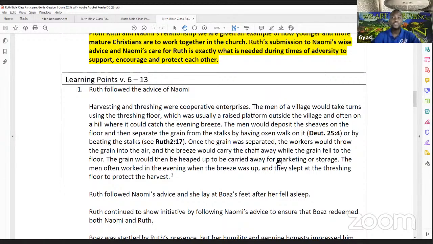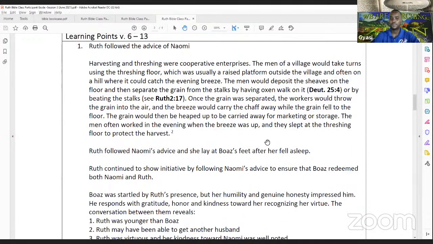So Naomi knew the custom. She knew what was expected. So she advised Ruth to go down there, make herself presentable, and to lie at Boaz's feet. Now we see here, it's a very weird thing she tells her to do, to uncover his feet and to lie down at his feet. Very well. Does anyone have any thoughts on this advice on uncovering his feet and lying down at the base of his feet while he sleeps?